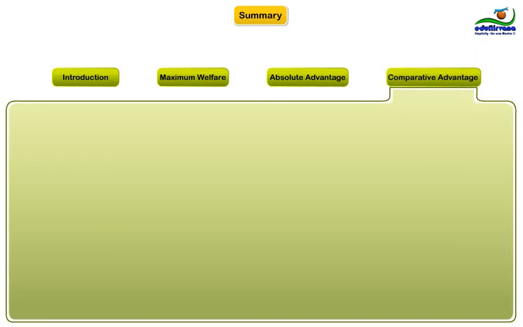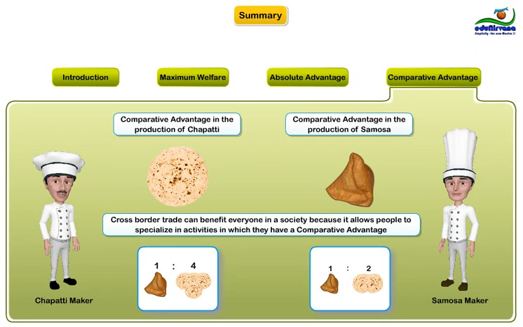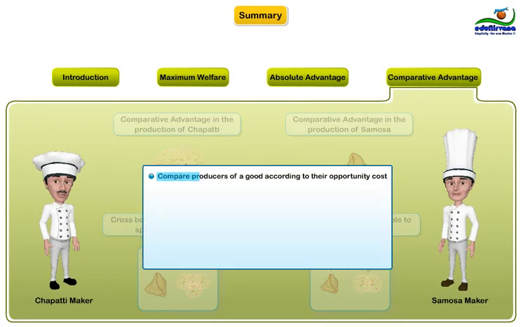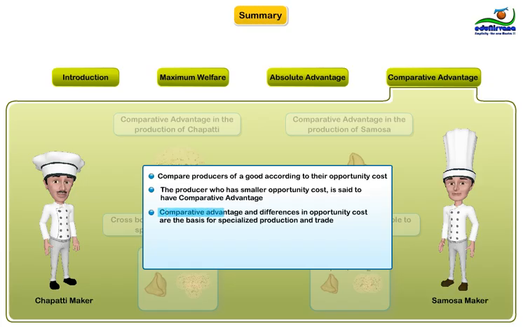Then, the principle of comparative advantage was discussed. It compares producers of a good according to their opportunity cost, that is, whatever must be given to obtain some item. The producer who has the smaller opportunity cost of producing a good is said to have a comparative advantage in producing that good. Comparative advantage and differences in opportunity costs are the basis for specialized production and trade.